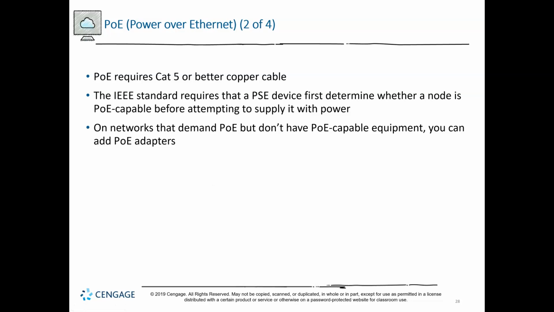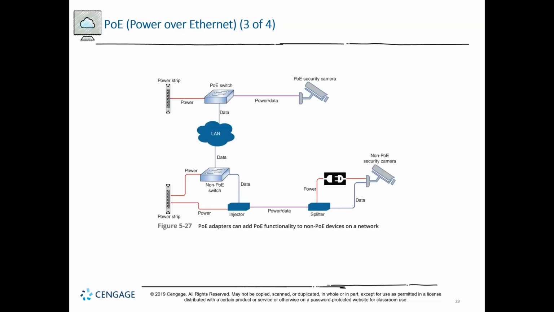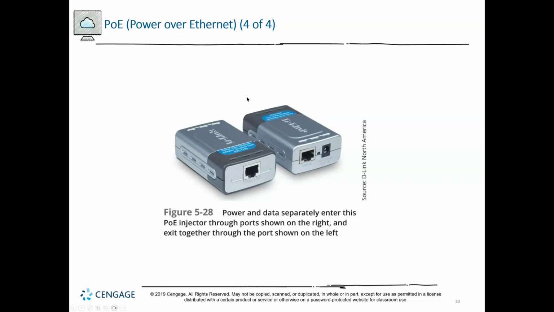For PoE, typically you need Cat5 or better, but I don't have a ton of issues with places that do that. So there are a couple of ways we can do this. Here's an example of putting a PoE switch in. That provides data and power to that security camera, similar to what we have up here. The other model, maybe I only need one camera and that doesn't make sense, is a device like this called an injector.